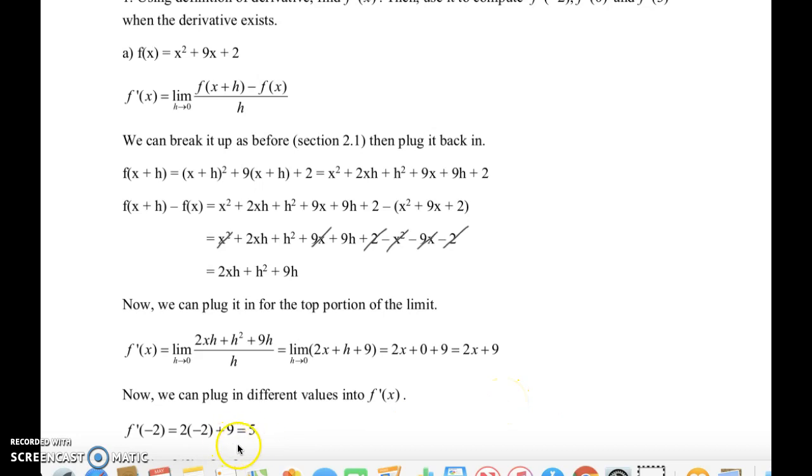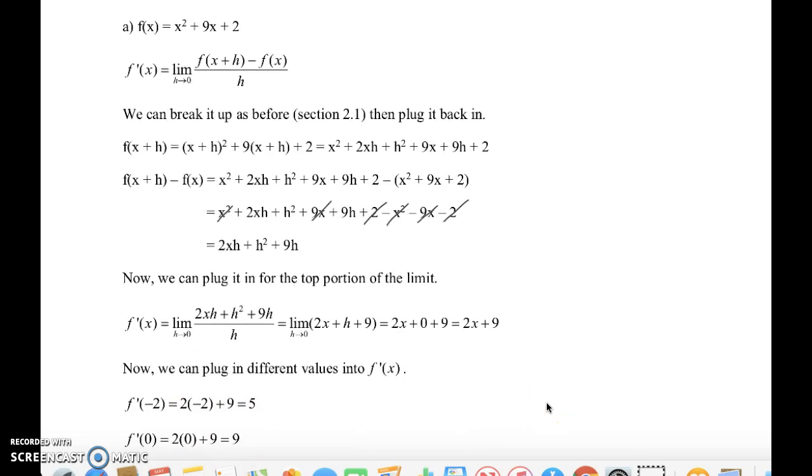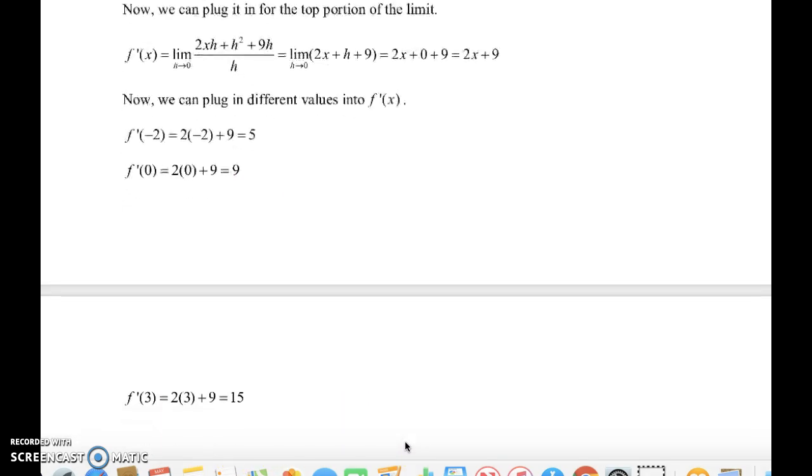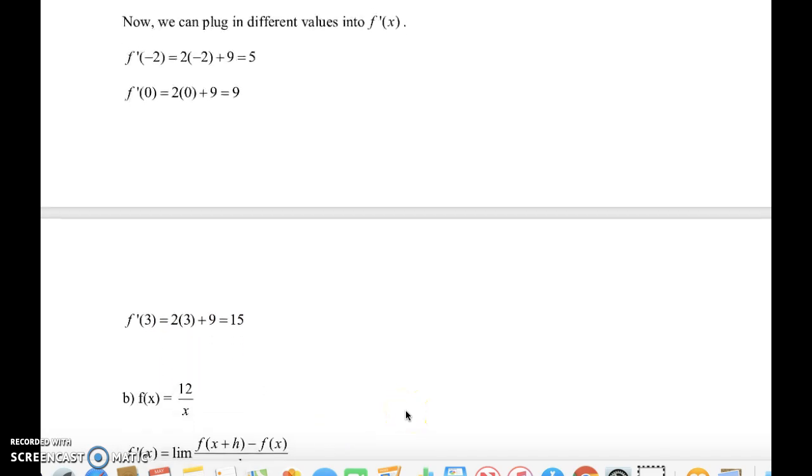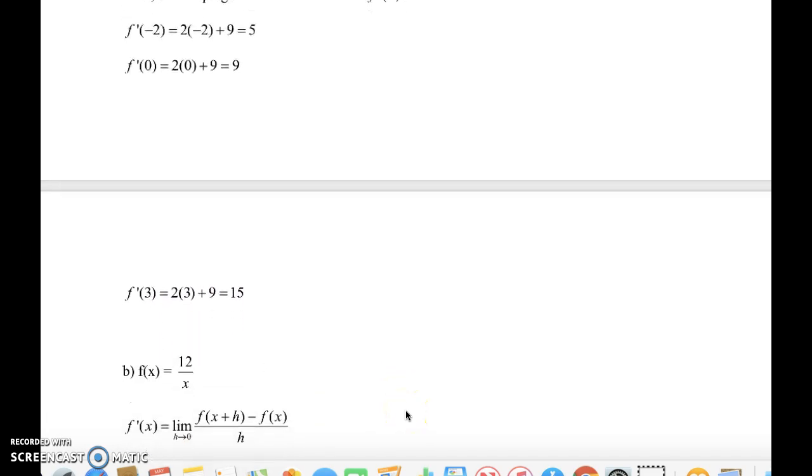So if we plug f of -2 in, we get -4 plus 9, which is just equal to 5. When we plug 0 in, we just get 2 times 0, which is 0, plus 9. So we're just left with 9. And then if we plug 3 in, we get 2 times 3, which is 6, plus 9, which is 15. Right? Our second function here, we have 12 over x as our function.